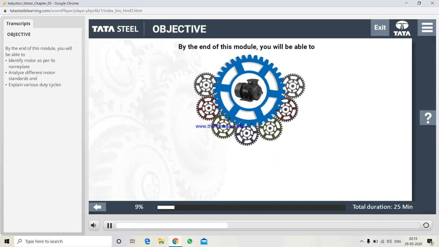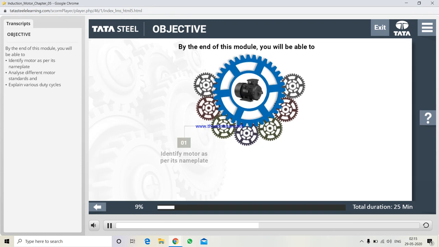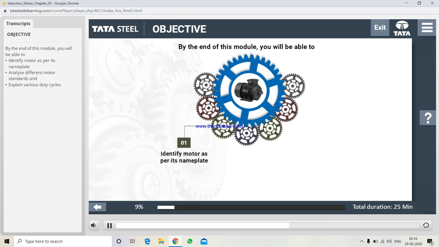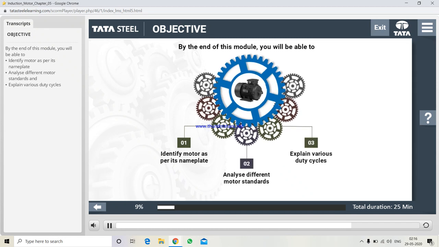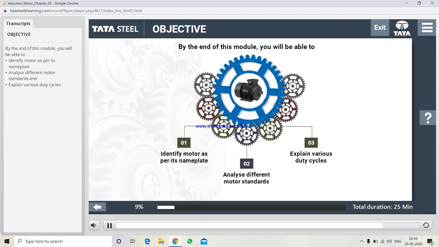By the end of this module, you will be able to identify motor as per its nameplate, analyze different motor standards, and explain various duty cycles.